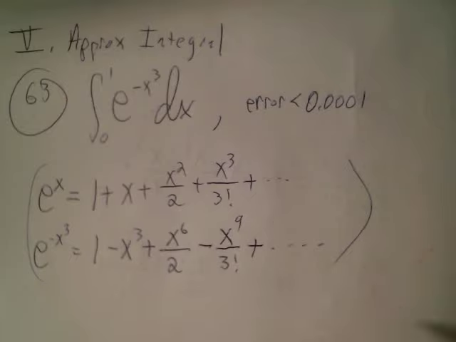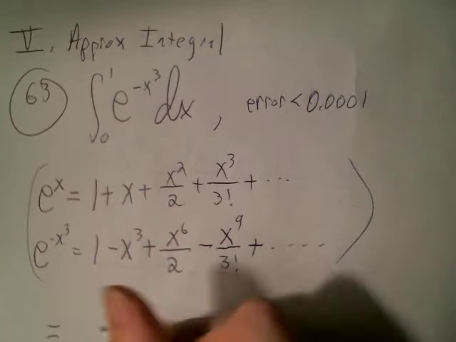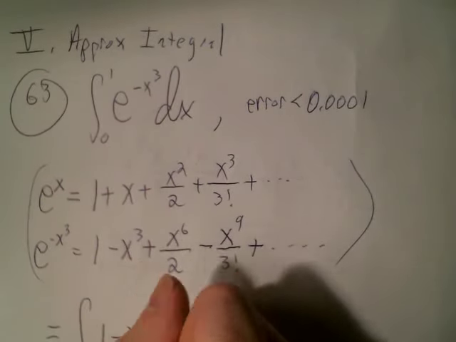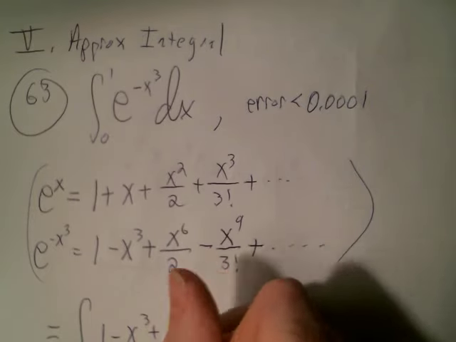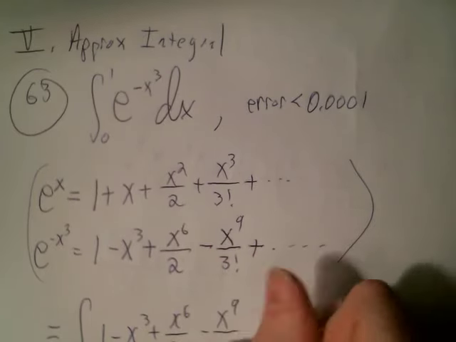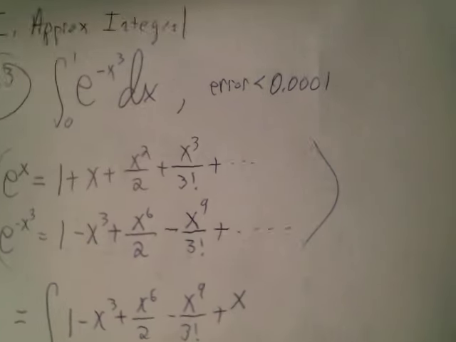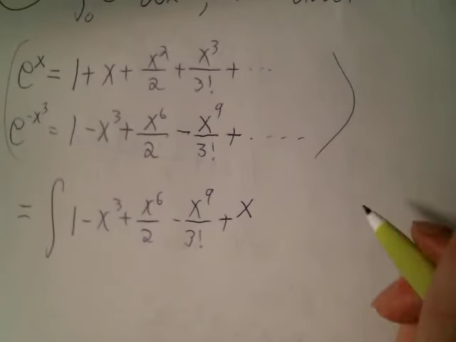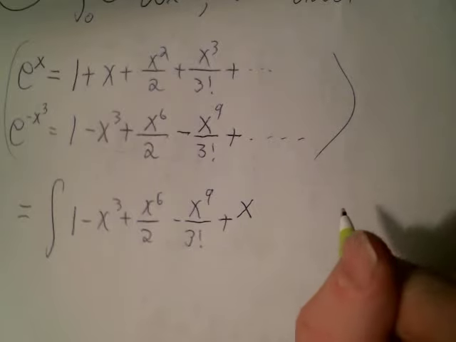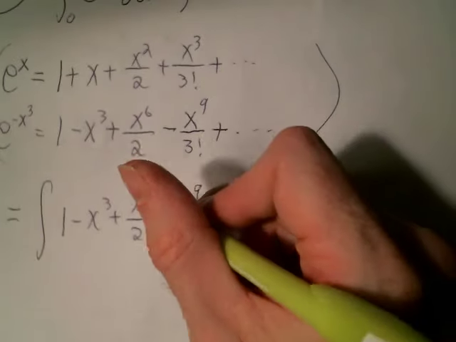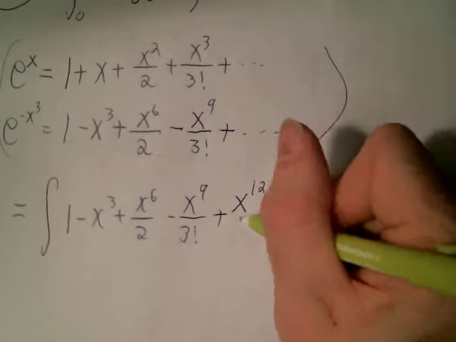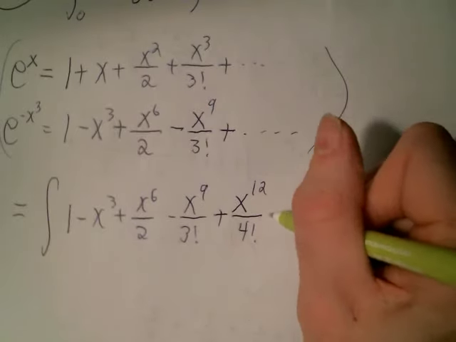So this thing equals the integral of 1 minus x cubed plus x to the 6 over 2 minus x to the 9th all over 3 factorial plus x to the 12 all over 4 factorial. Let's just get a couple more terms in, in case I need them for my approximation.